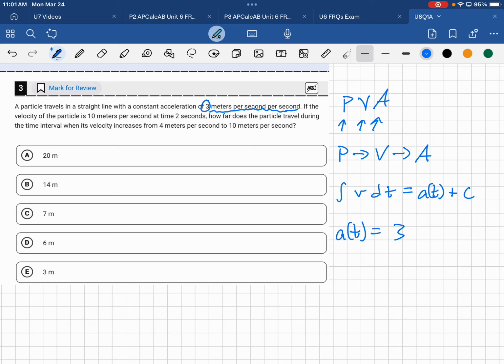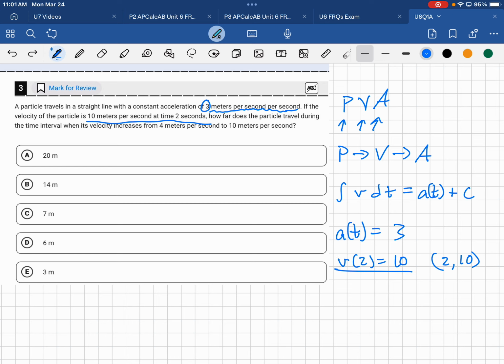If the velocity of the particle is 10 meters per second at 2 seconds, okay, so velocity at 2 seconds, I'm going to write 2 instead of t, at 2 seconds equals 10. So that's a point on velocity. I like writing it like this because we have points that are on acceleration graphs or position graphs or velocity graphs. This one makes it clear: this is a velocity point right here.